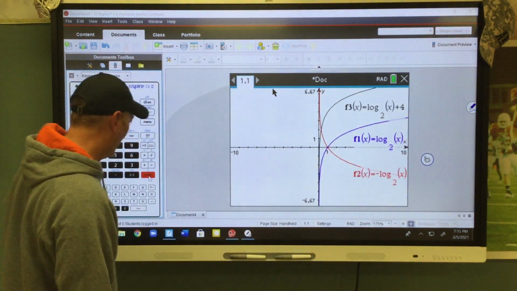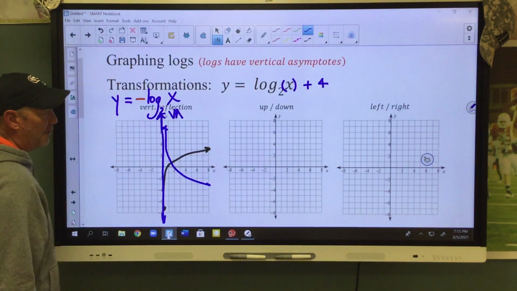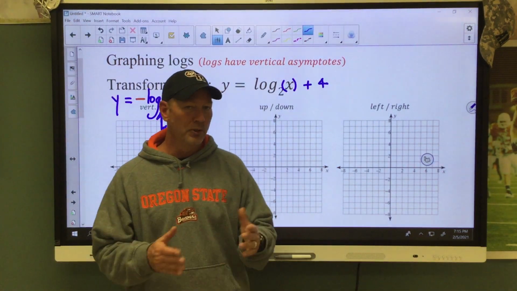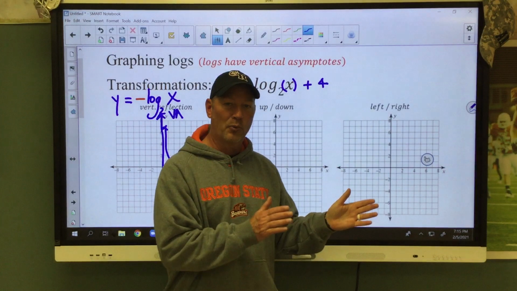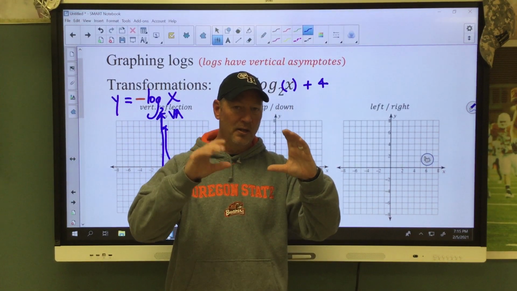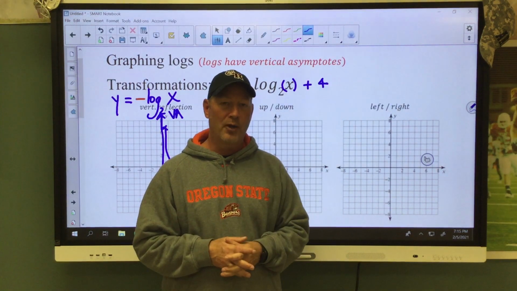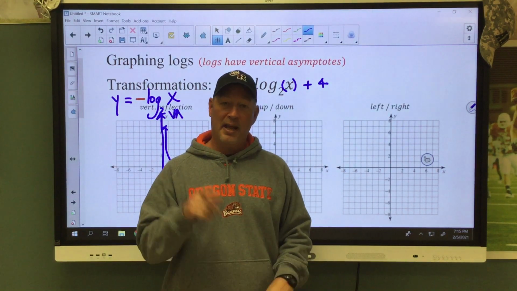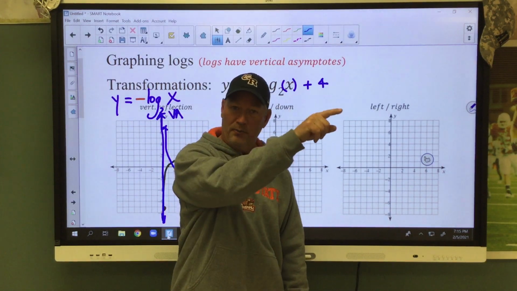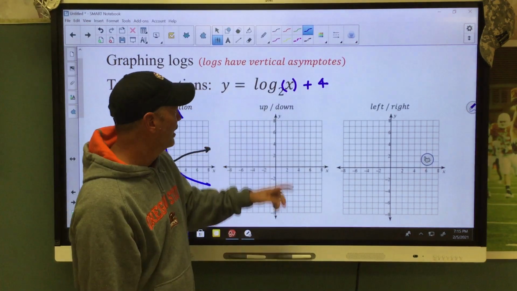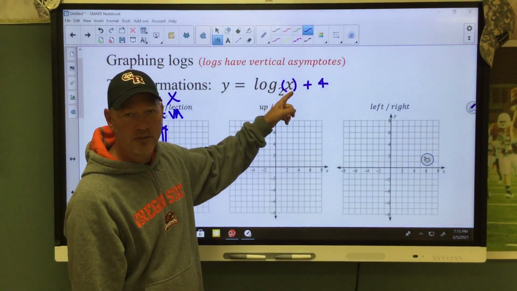Okay? What happens if I wanted to do a horizontal shift left and right? Well, most of the time when we've done a shift left or right, it has been what? Inside the parentheses squared for a quadratic. It's been inside the absolute value, okay? Or now, recently, it's been inside the radical. That's the left and right, horizontal shift. This will be also inside the parentheses.